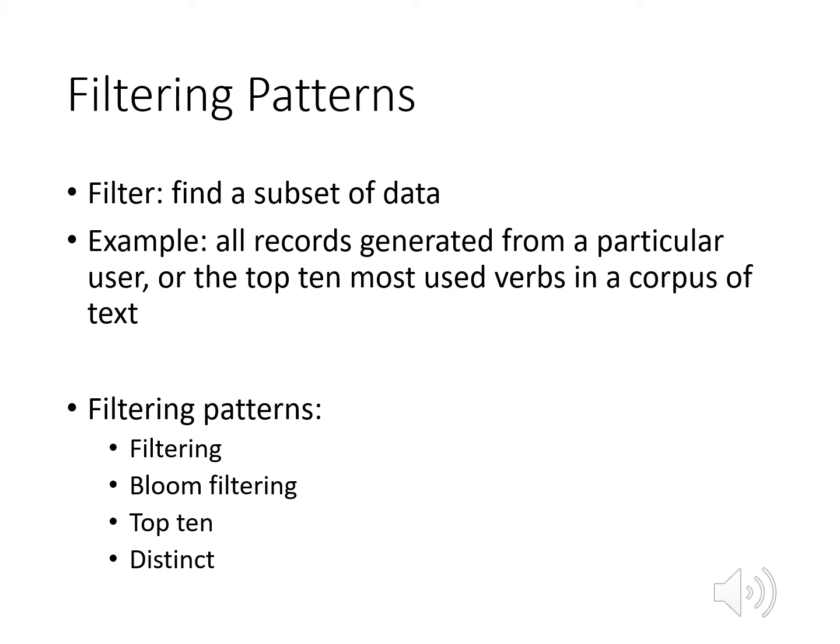Filtering patterns is another group of patterns. They deal with the cases where we want to extract a small amount of records from the entire data set. Since we have a very large data set, we do not often do analysis on the entire data set directly. So the filtering process can help us find a small subset of data based on the criteria given. Then this small subset of data can help us, for example, take a look at the data or have some brief idea about the data. And there are several patterns in this group, including filtering, Bloom filtering, top 10, and distinct.